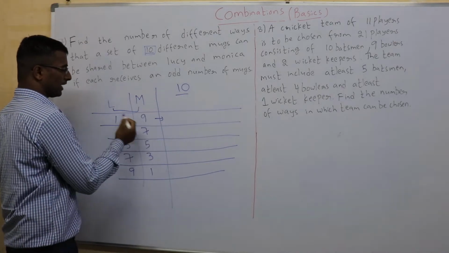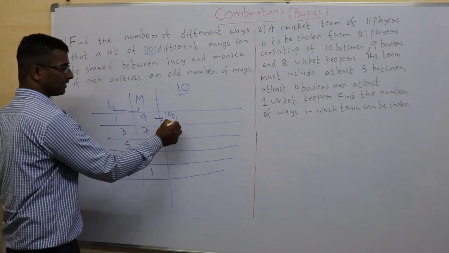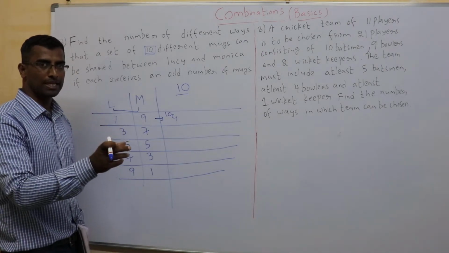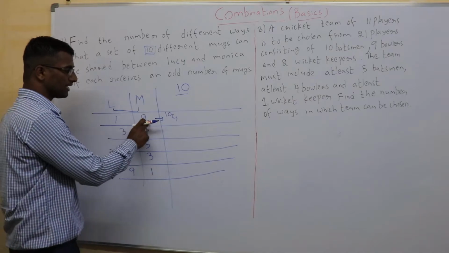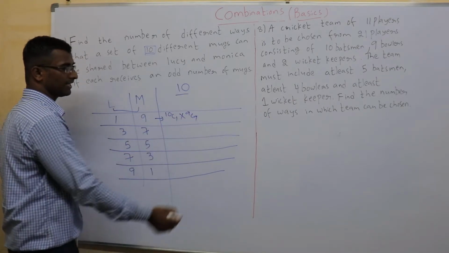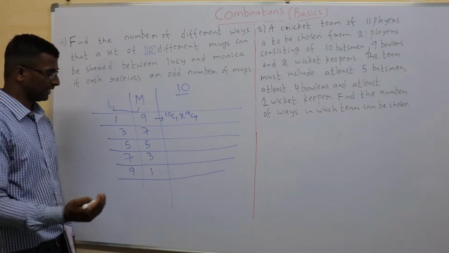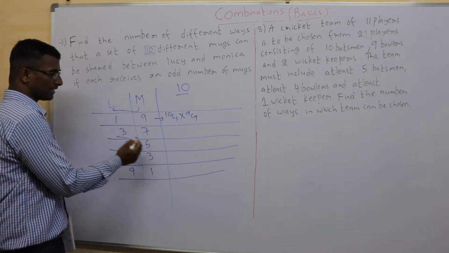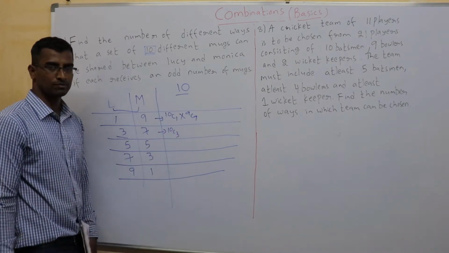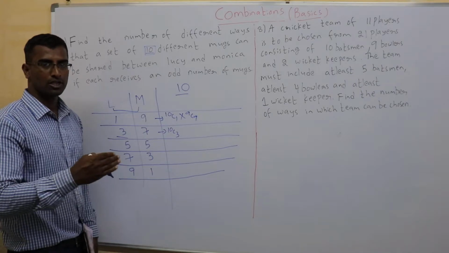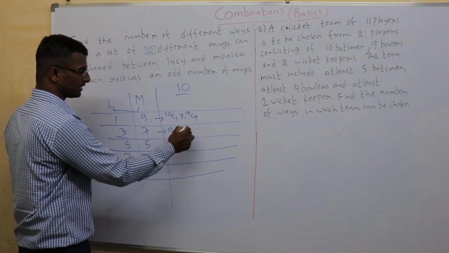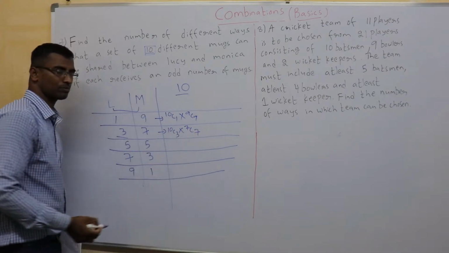From the 10 mugs, 1 is given to Lucy in 10C1 ways. From the 10, 1 mug is gone, so now the remaining mugs are 9. Those 9 mugs are given to Monica in 9C9 ways. Next, from the 10 mugs, 3 mugs are given to Lucy in 10C3 ways. From the 10, 3 are gone, so now the remaining are 7. Those 7 are given to Monica in 7C7 ways.